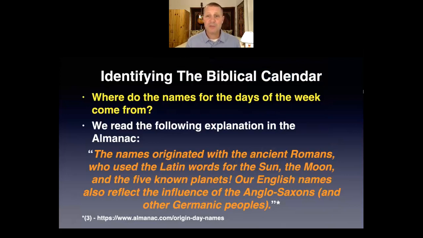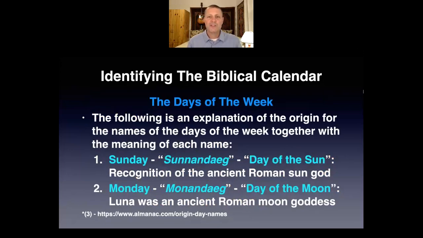So where do the names for the days of the week come from? We read the following explanation in the Almanac, quote, "The names originated with the ancient Romans who used Latin words for the sun, the moon, and the 5 known planets. Our English names also reflect the influence of the Anglo-Saxons and other Germanic peoples." Now, the following is an explanation of the origin for the names of the days of the week as we have them today, together with the meaning of each name. So this is the origin of the days of the week.